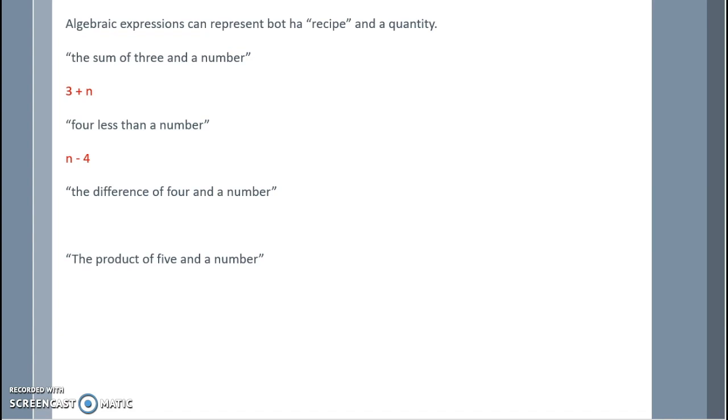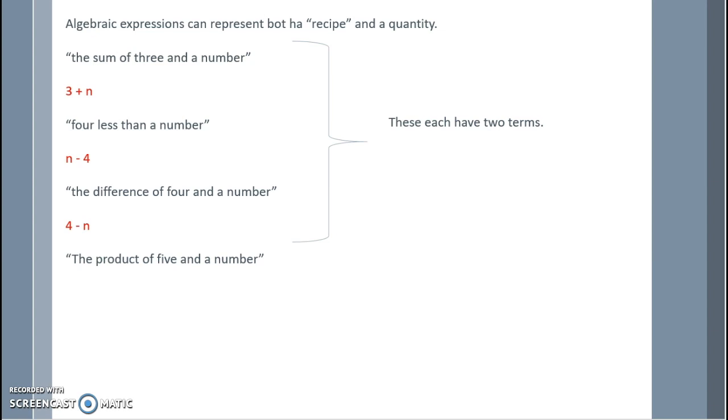The difference of 4 and a number. So I want to take 4 and a number and find their difference, which means subtraction. So 4 minus some number. These ones that we just talked about each have 2 terms, a number and a letter of sorts.